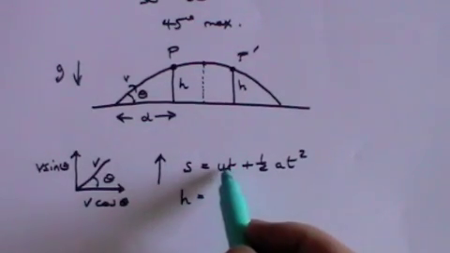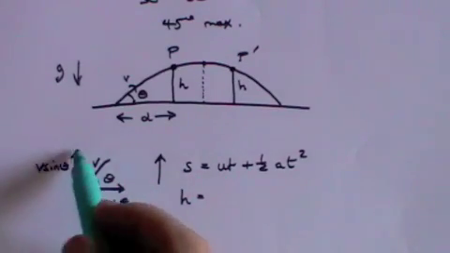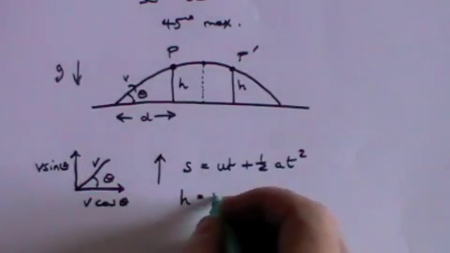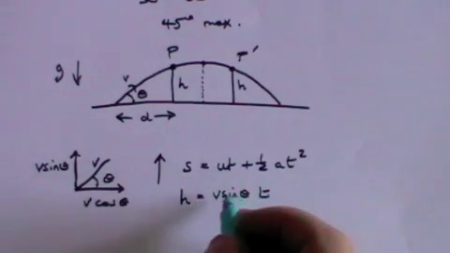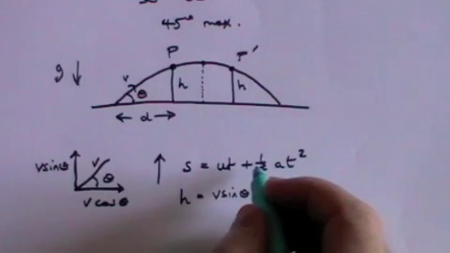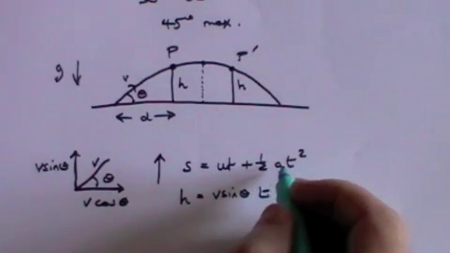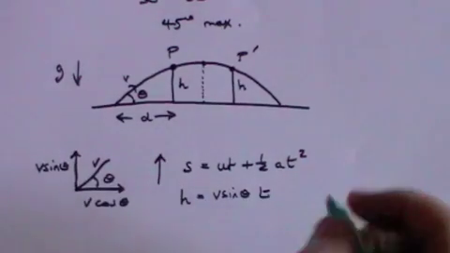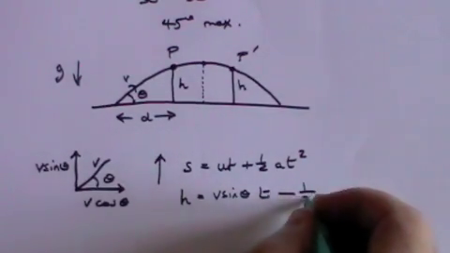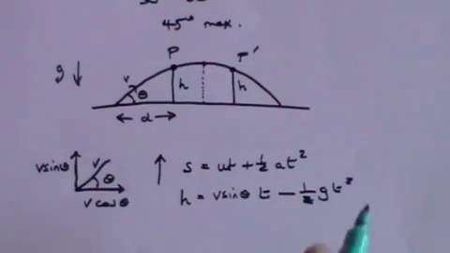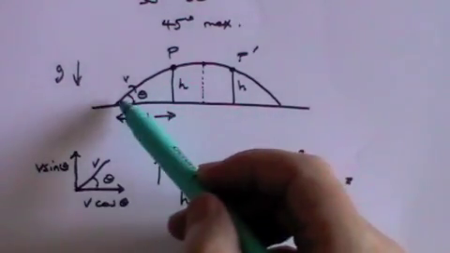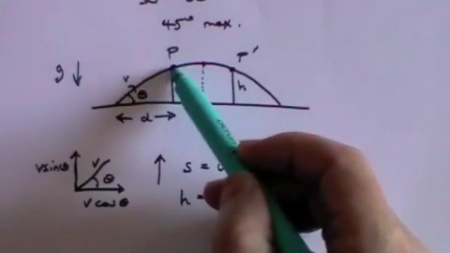What is u? Well, that is the initial velocity in the vertical direction, so it's the vertical component, which is v sine theta times t. So that's ut, v sine theta times t. And then it's plus half at squared. Well, a is going to be gravity, which is acting downwards, so now we say it's minus a half g t squared. T, of course, is the time it takes for the ball to get to the position P.